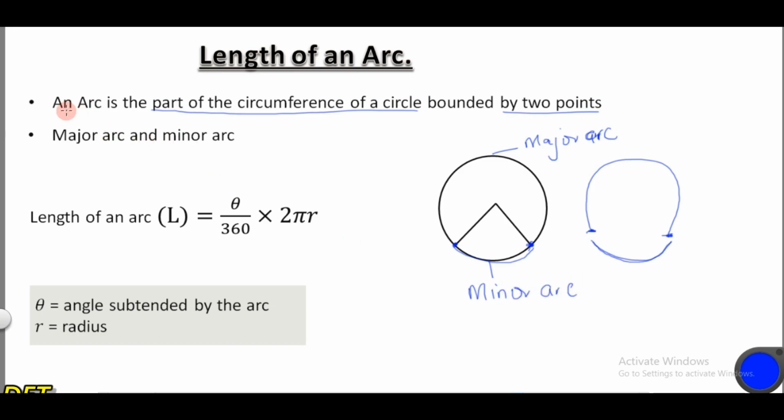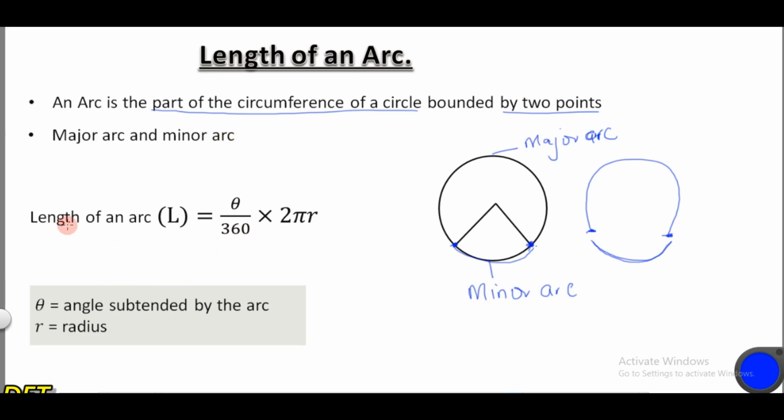So again, an arc is a part of the circumference of a circle bounded by 2 points, and these are the 2 points, right? The part of the circumference of a circle bounded by what? By 2 points. And we have two major forms. We have major arc and minor arc.